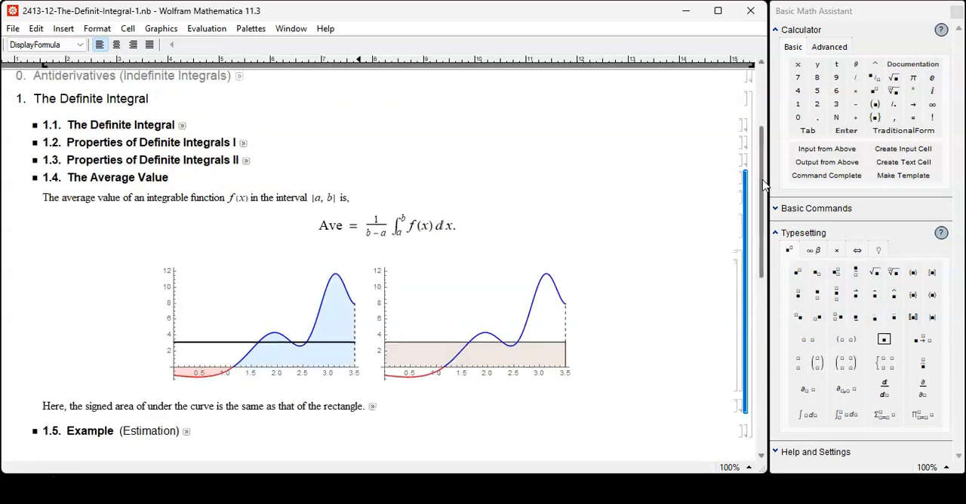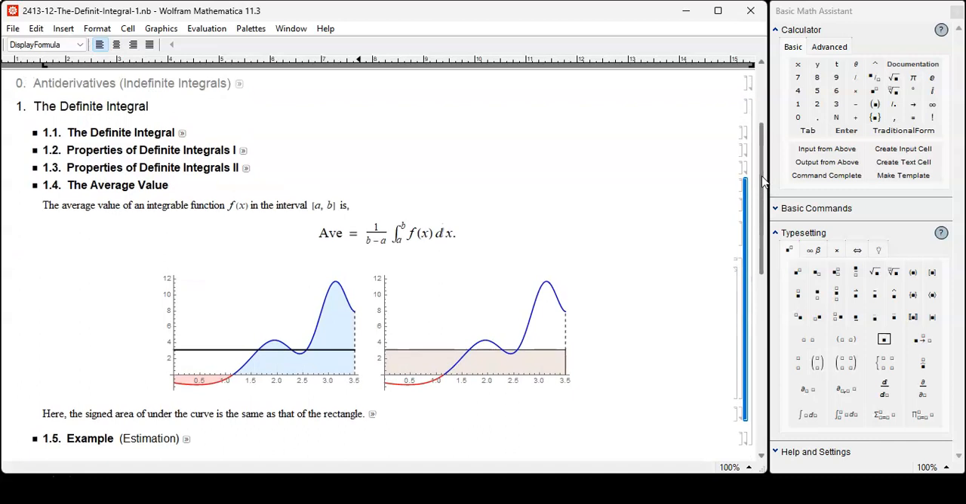One more: average value. You can consider this as a formula. The average value is 1 over b minus a times a definite integral. So the definite integral is signed area, and this quantity gives you the average y-coordinate in the sense that the signed area here from the first picture is the same as the signed area of this rectangle. Here, the blue area is clearly bigger, so the average value is positive.